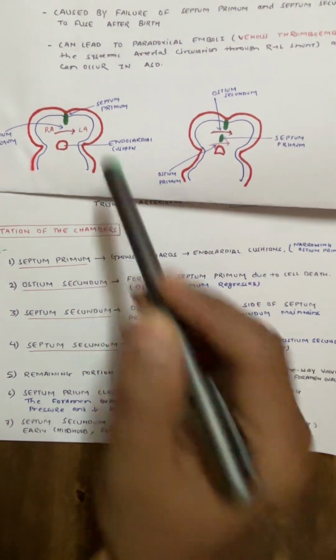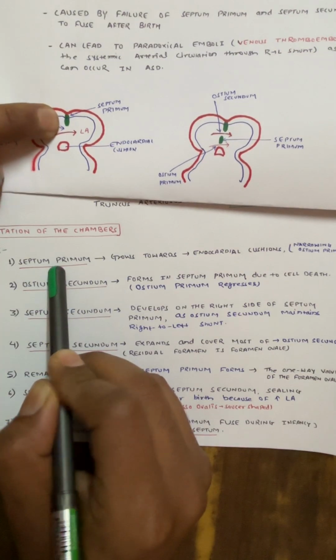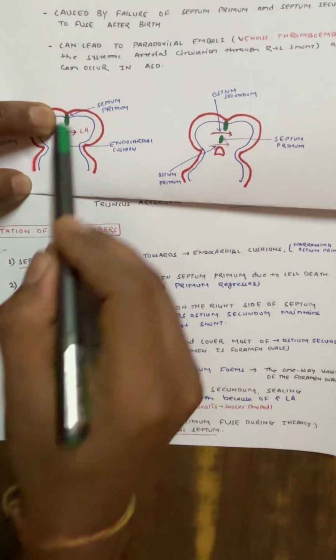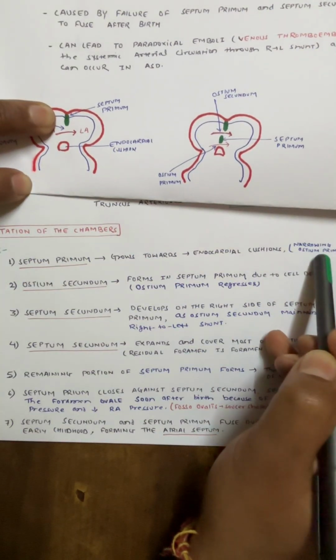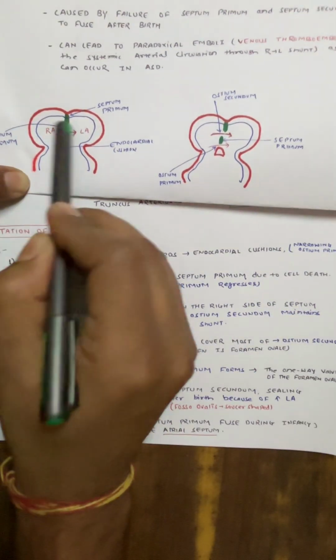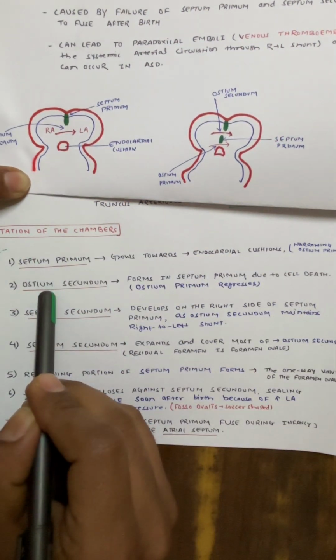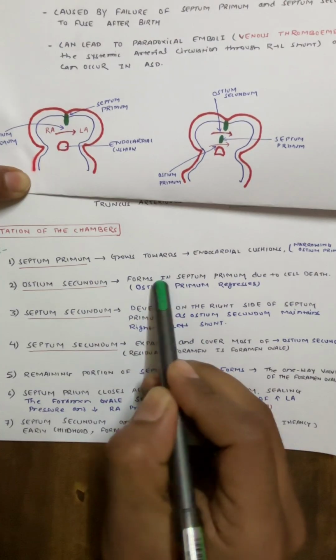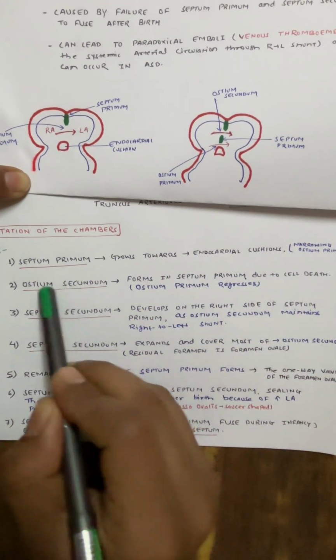Okay, now we'll correlate both. Septum primum, this green part, grows towards the endocardial cushion, coming down towards it and narrowing ostium primum. This first opening is getting smaller. Now the second is ostium secundum, which forms in septum primum due to cell death. Okay, this is ostium secundum.